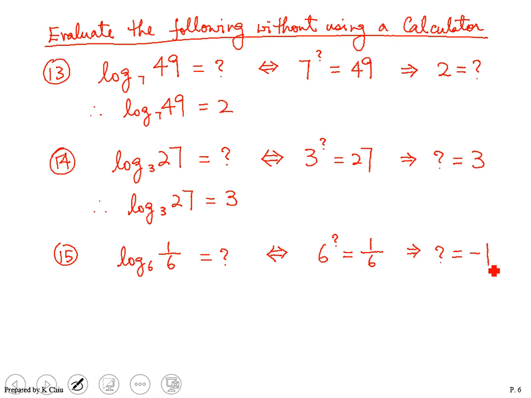Now, sometimes, when we practice more, we can directly think about this in our head. But when things get more complicated, don't hesitate. Let's convert this into the exponential form first, and then see what that becomes. So we got the log 1 over 6 with the base 6 is equal to negative 1.